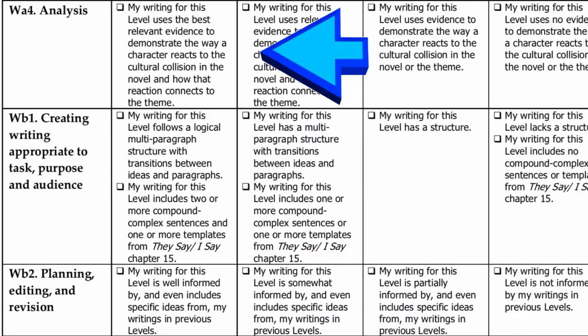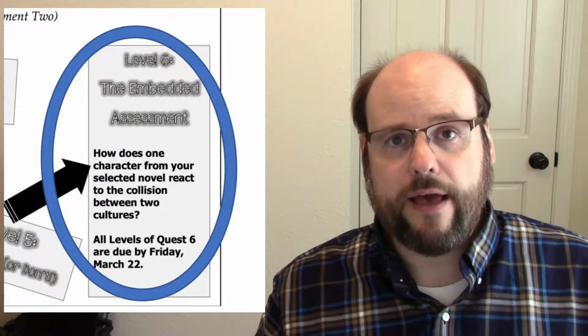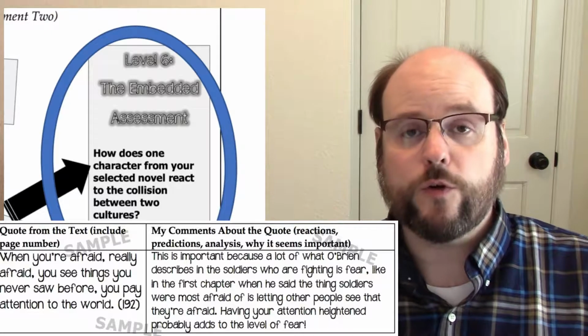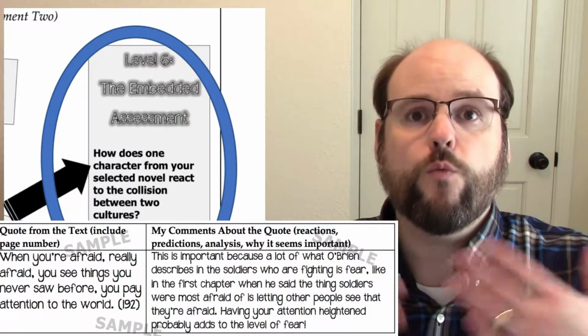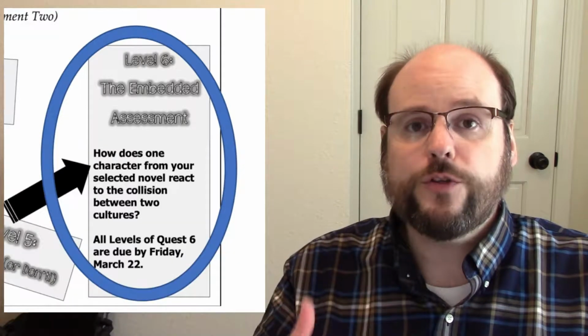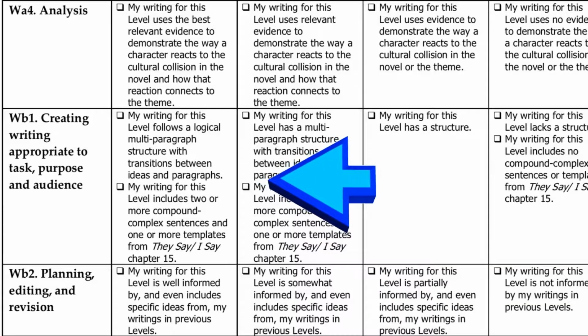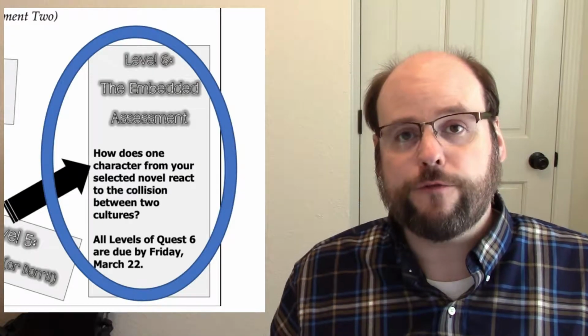There are 3 writing standards as well. The analysis standard here is just making sure that you're using good evidence from the text. As you are reading, you'll be completing double entry journals where you're writing down some quotes and writing down what you think of those quotes or why you selected them. Those are the things that you're probably going to go back to quote in your essay in level 6. There's also making sure you have a multi-paragraph structure, a logical structure with some transitions between your ideas, between your paragraphs, and that your writing includes compound, complex sentences and some templates from They Say, I Say chapter 15.